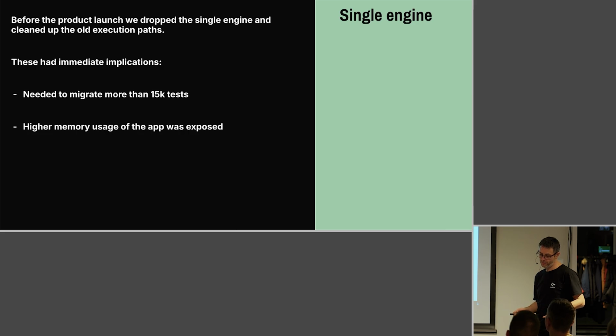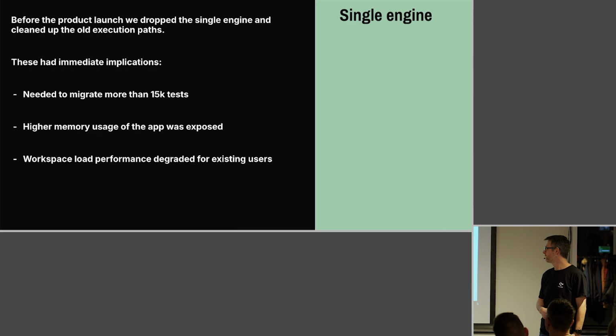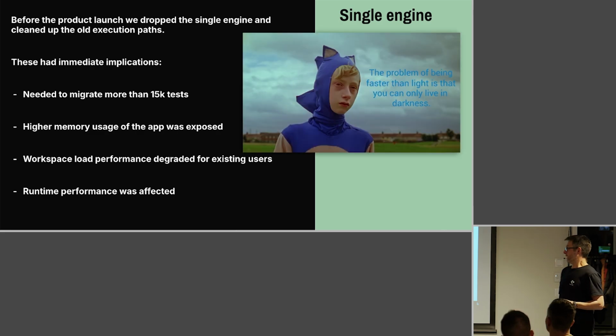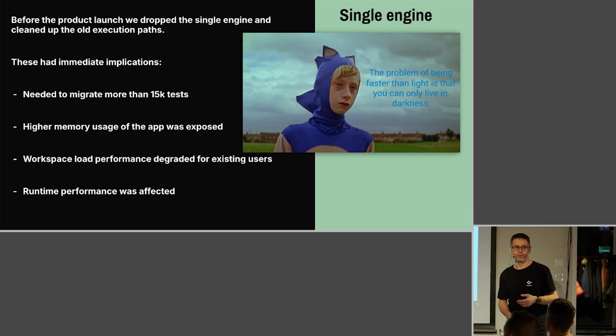When we exposed the app to all the users, definitely the memory usage increased because we used more sophisticated and more complex data structures in memory. Also, workspace load performance, meaning how quickly the users were able to get their design loaded, was degraded for some existing users. And runtime performance was affected. So, yeah, and everything needed to be as fast as before, right?